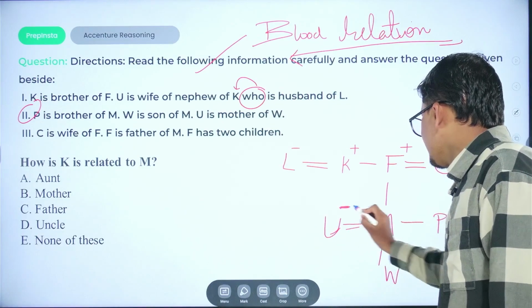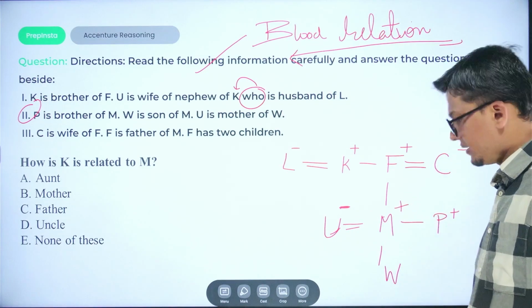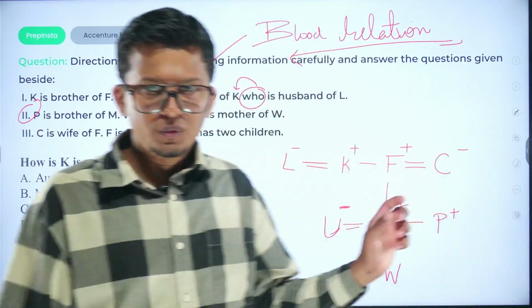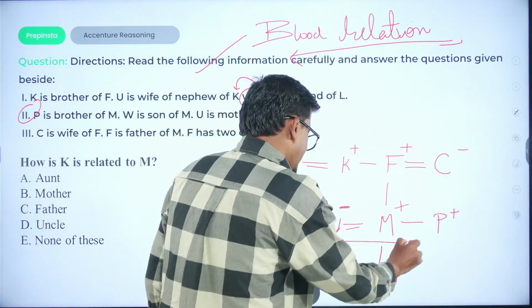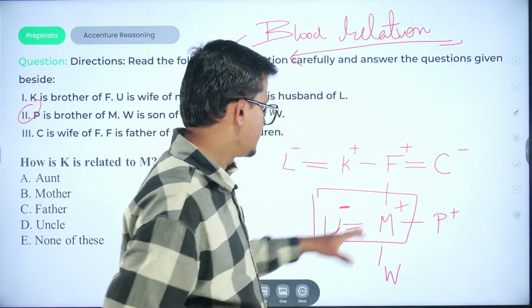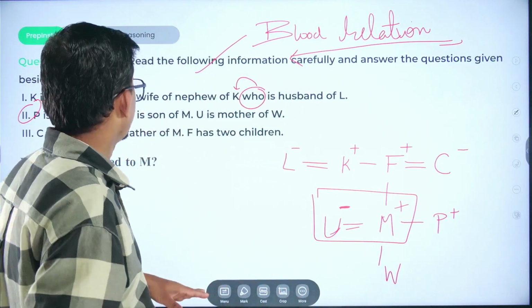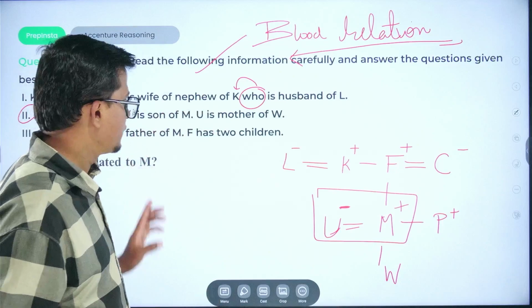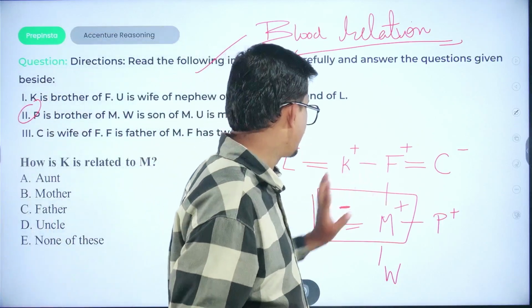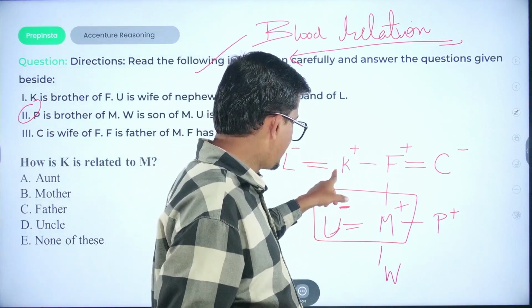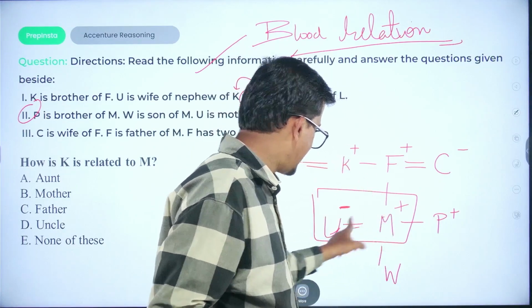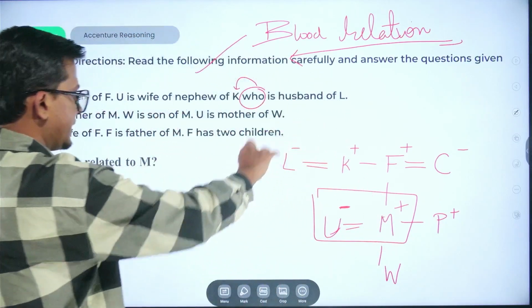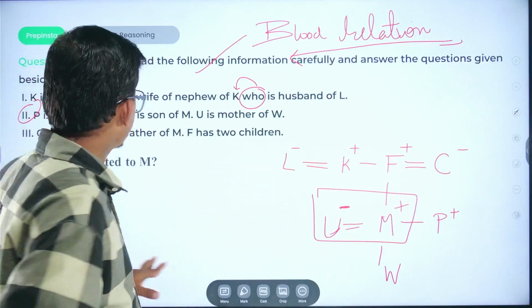And if U is mother, M will automatically become father, because U is the female member and M must be the male member for the relation to be drawn. Okay, now U is wife of nephew of K. So wife of nephew of K means that to K, M would be the nephew and the wife would be U. So we will get the family tree in this manner.